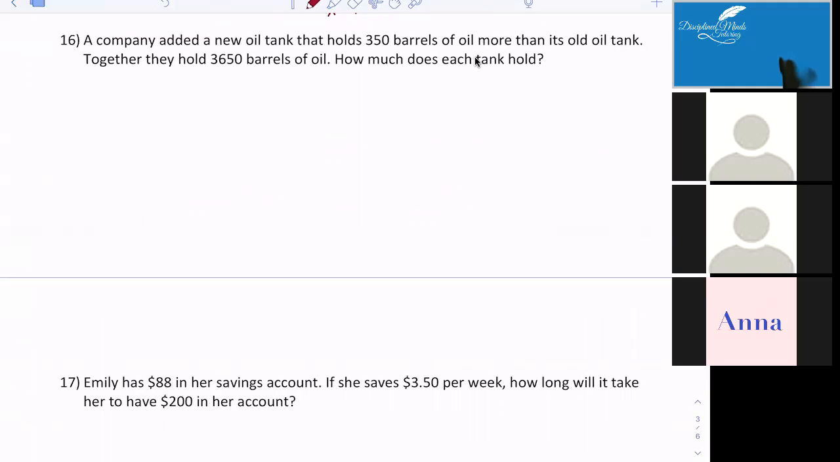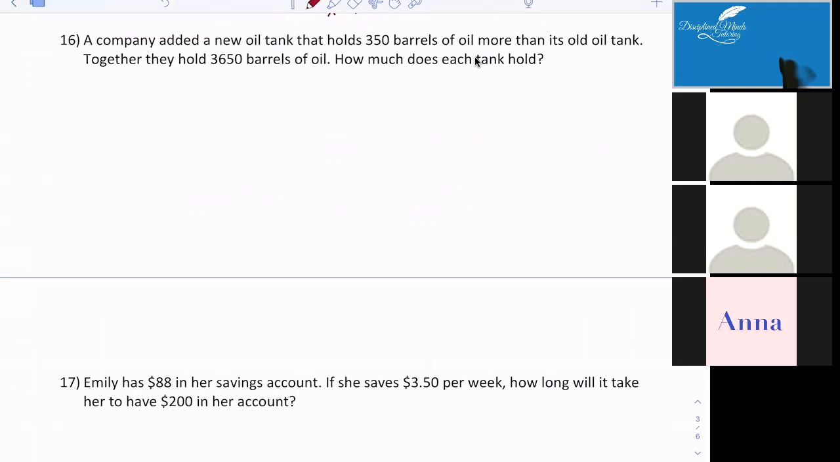16. A company added a new oil tank that holds 350 barrels of oil more than its old oil tank. Together they hold 3,650 barrels of oil. How much does each tank hold? So how many different types of tanks do we have?